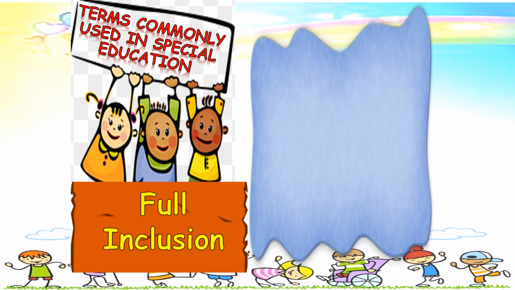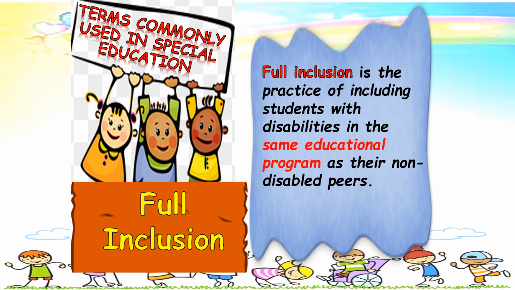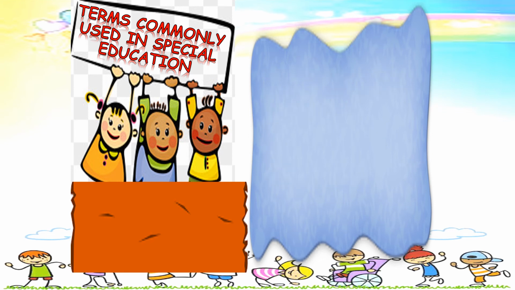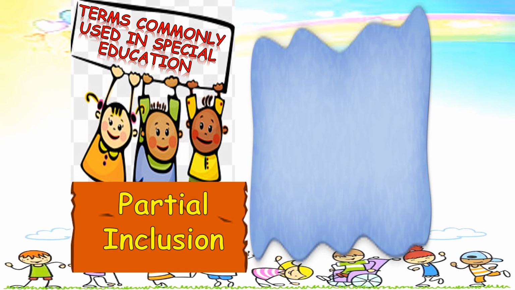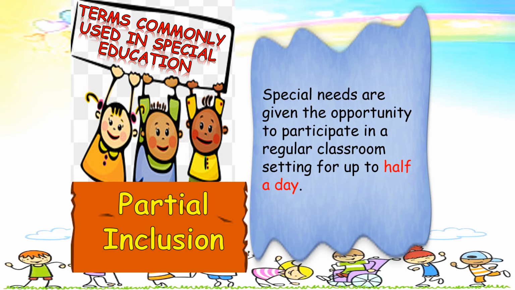There are two types of inclusion: full inclusion and partial inclusion. First, full inclusion is the practice of including students with disabilities, in particular those with learning disorders, in the same educational program as their non-disabled peers. While partial inclusion is a form of integration that takes place within the school, in which children with special needs are given the opportunity to participate in a regular classroom setting for up to half a day.